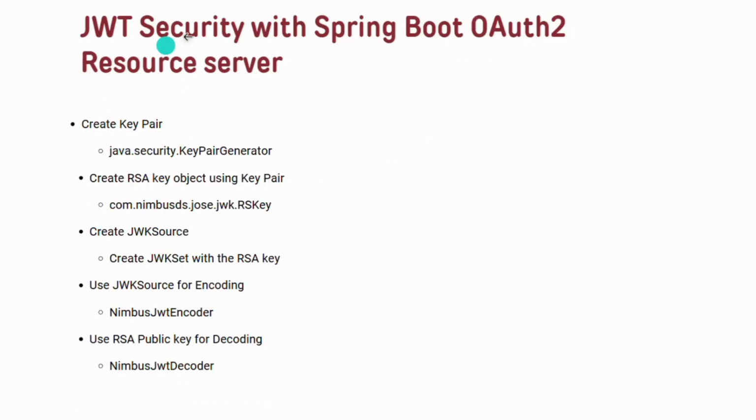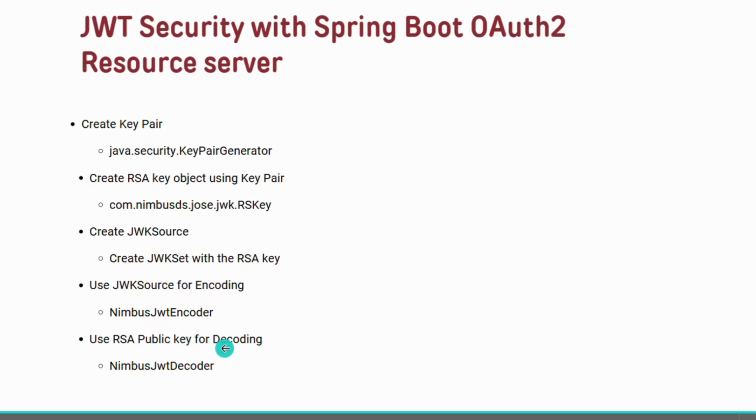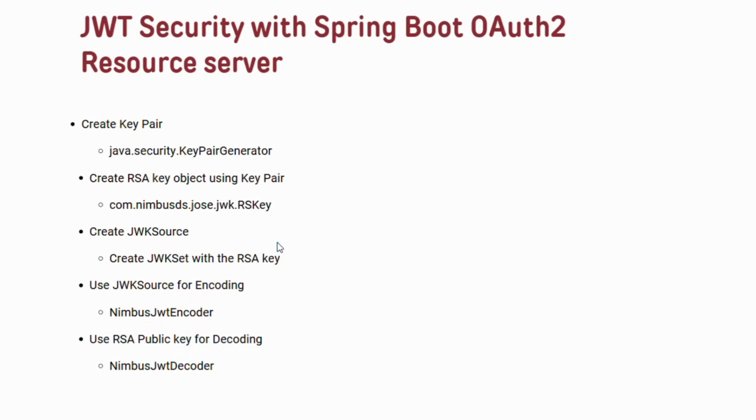Now we will generate the JWT token using the Spring Boot OAuth2 resource server. These are the steps. First we create the key pair using the key pair generator. You might know this key pair generator. Then second, create an RSA key object using the key pair. We are using the Nimbus library. Third, we will create the JWK source, and then fourth we will use the JWK source for the encoding, and then use the RSA public key for the decoding using the Nimbus JWT decoder.